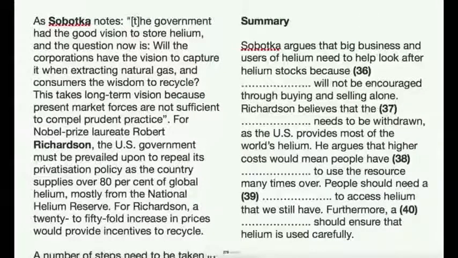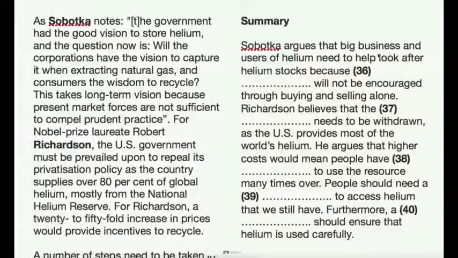To make this easier to look at, I've now got the summary next to the paragraphs where we think the answers are. So firstly, I'm going to take a gamble, and I think, like I said, Sobotka and Richardson are close together here, so I think this is where the answers are. But we should double check first.